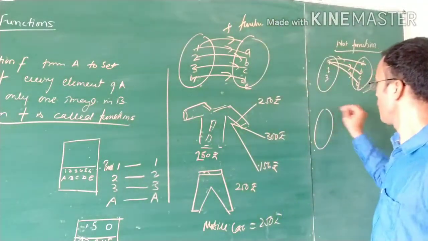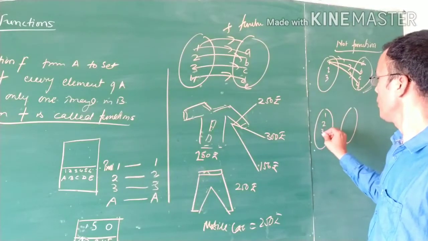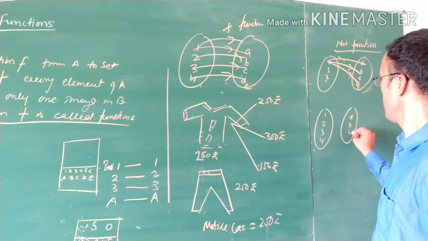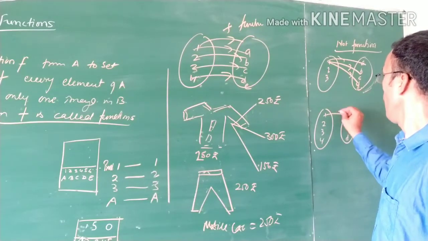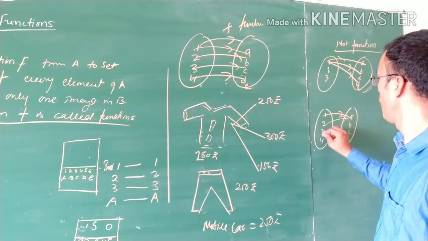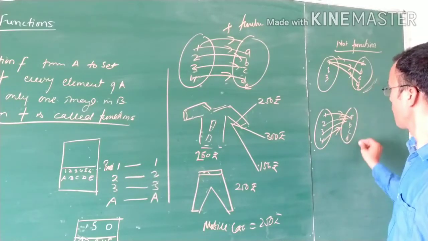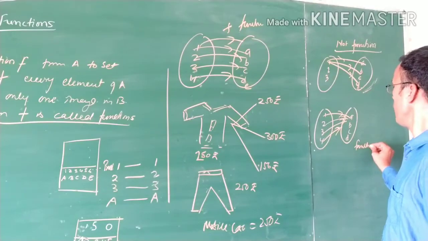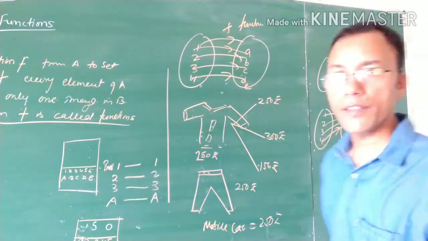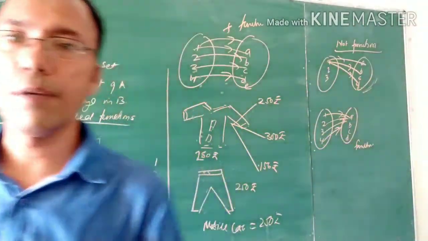And this is also a function. This is 1, 2, 3, 4. This is A, B, C, and D. 1 and 2, 3, and 4. This is a function. That means more than one object can have the same image.